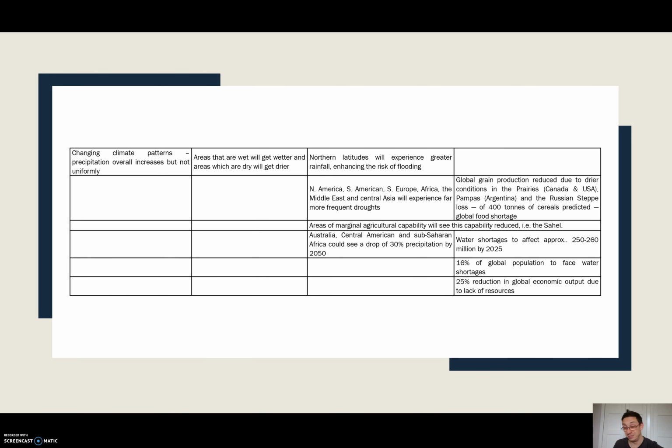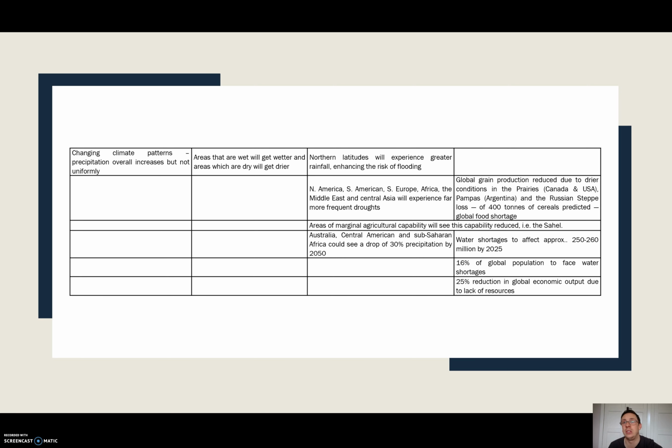So, one of the things we can predict with reasonable authority is that areas that are currently wet and experience wet weather regularly are going to see more of it, and areas that are dry are going to get drier. Now, that's going to mean that places like Scotland, for instance, are going to have more rainfall, and that means you're going to have an enhanced risk of flooding in these areas.